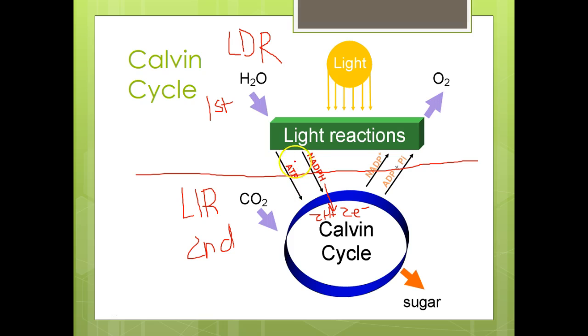ATP is another thing that's produced by the light reactions. ATP is produced by that chemiosmosis portion. ATP is obviously going to be the energy source. I'll just put an E. That is the energy source for the Calvin cycle.